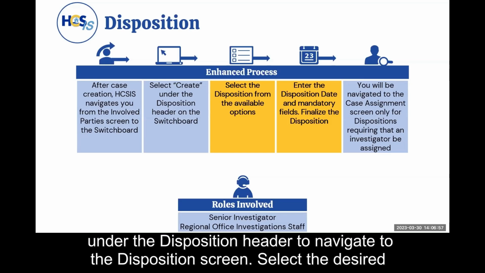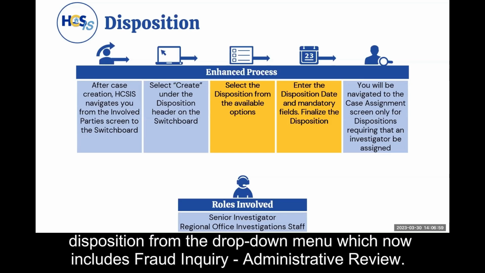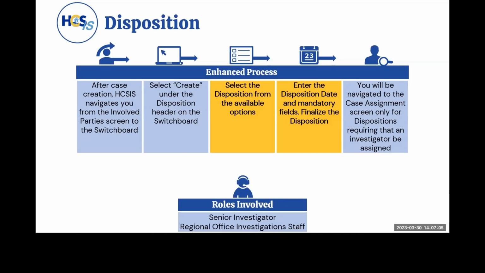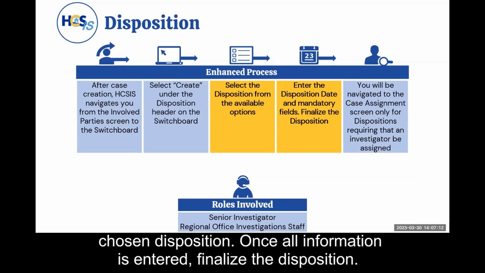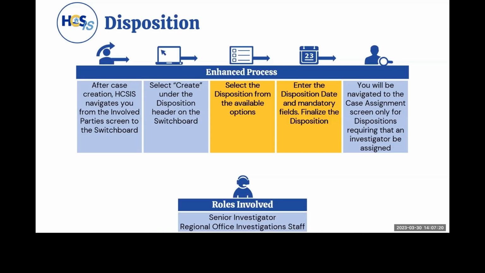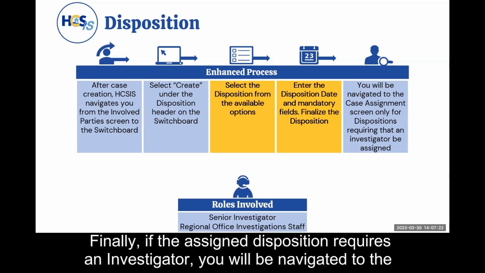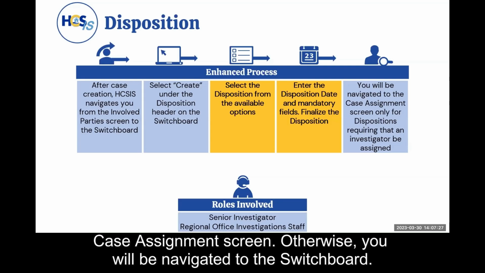Select the desired disposition from the drop-down menu, which now includes Fraud Inquiry Administrative Review. Enter the disposition date and any other conditionally mandatory fields based on the chosen disposition. Once all information is entered, finalize the disposition. Finally, if the assigned disposition requires an investigator, you will be navigated to the case assignment screen. Otherwise, you will be navigated to the switchboard.